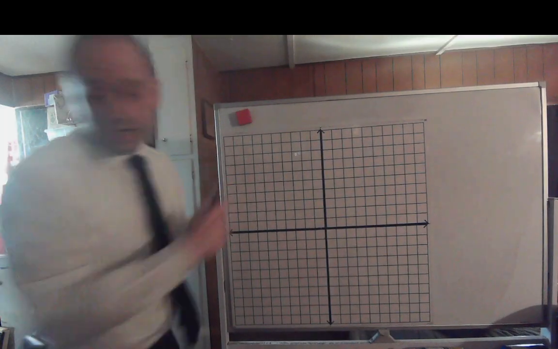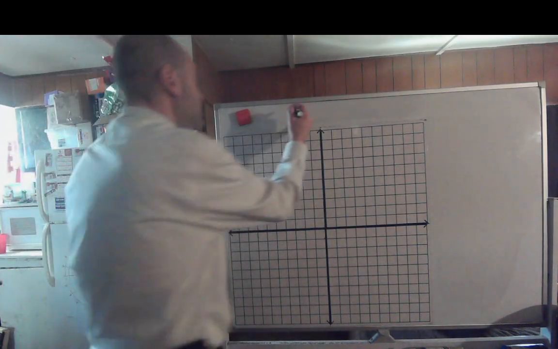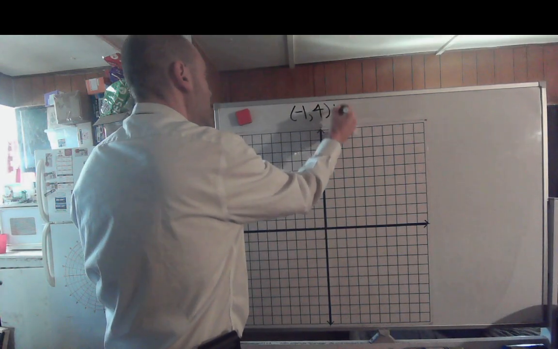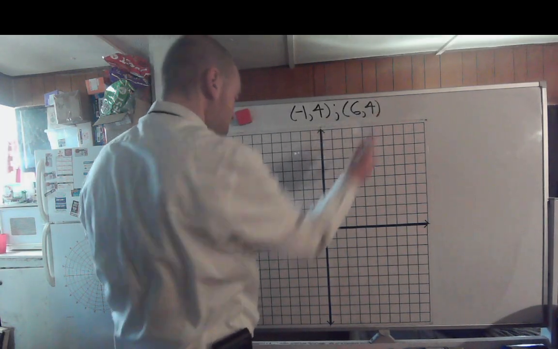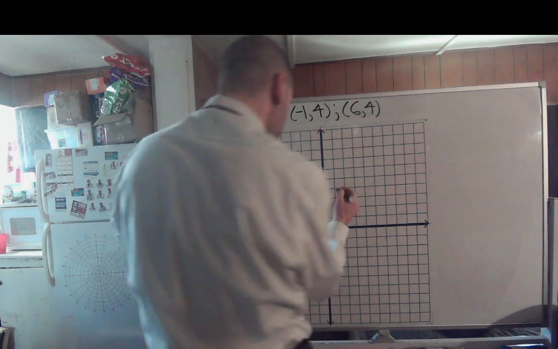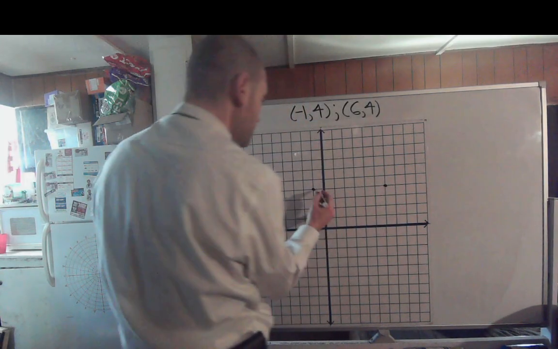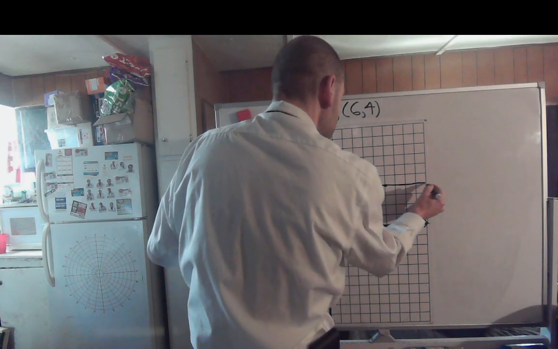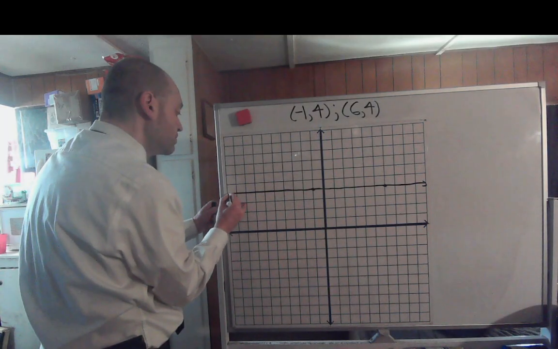All right, let's flip this around a bit. How about -1, 4, and then 6, 4? So yes, you have a continuous horizontal line going through.